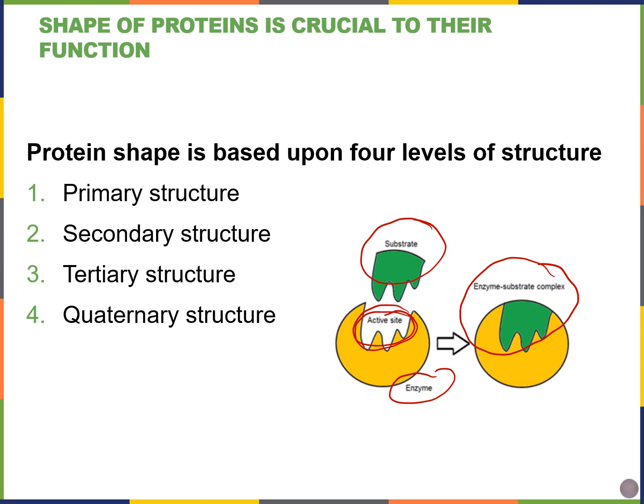How do proteins get their final shape? There are actually 4 levels of structure that the protein has to go through. We call them primary, secondary, tertiary, and quaternary structure, and they're often abbreviated with these symbols.